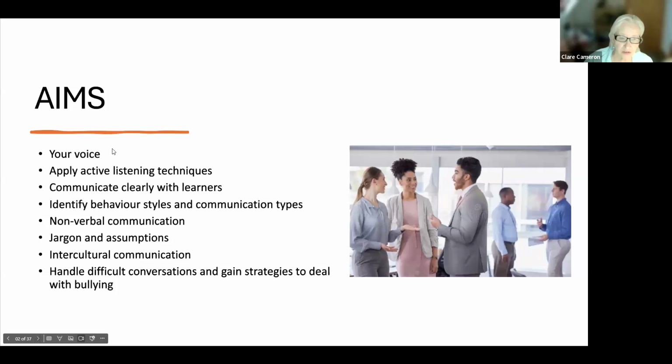So this is what we're going to do. First of all, we're going to talk about our voice, and active listening. Some of you already know that, but we're going to have a little look at that, and communicating clearly. We're going to identify behavior styles and communication types, because your behavior style and your type of communication is going to very much influence how you deliver your sessions and how you interact with the learners. We'll talk a little bit about non-verbal communication, jargon and assumptions, intercultural communication, and how to handle difficult conversations and gain strategies to deal with bullying.